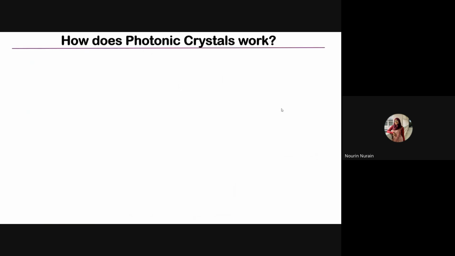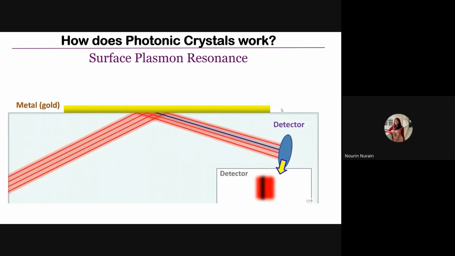So now, how do photonic crystals work? The basic mechanism behind photonic crystal sensors is surface plasmon resonance. So how does this work actually? If we look at this diagram, here is a glass substrate, and over it there is a metal layer. So when light is incident on the metal layer, a region is created, which is the metal dielectric surface.